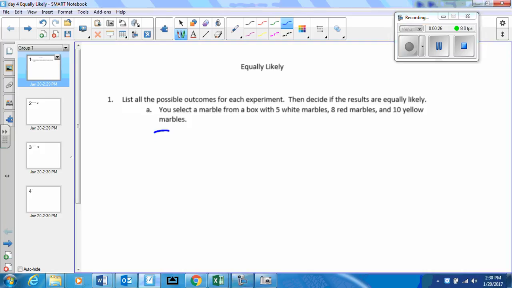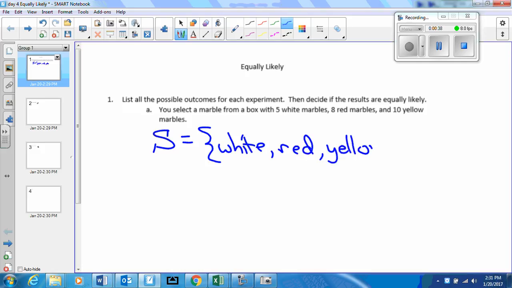So the outcomes, which remember means the sample space, are in this case the different colors we could get. So we could get white, red, or yellow. So those are our outcomes. Because we have different amounts of each color, these results are not equally likely. So these are not equally likely because we have different amounts of each color.